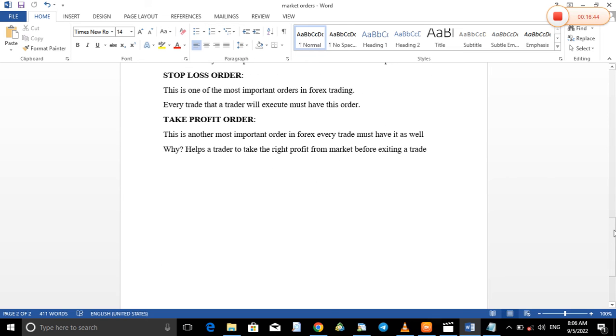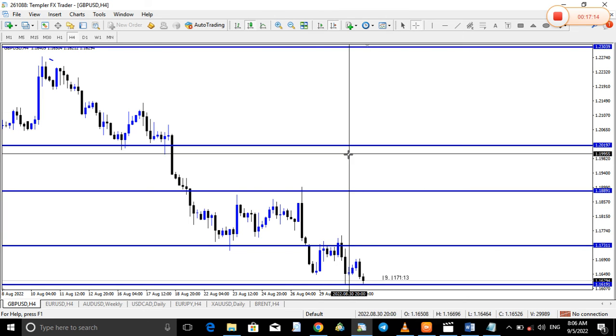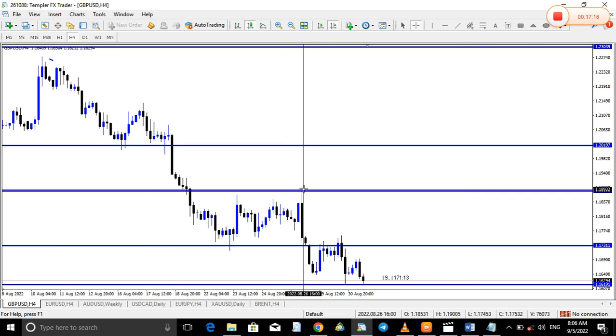And this is our last order, which is the take profit order. This is another most important forex order every trade must have. Why? This helps a trader to take the right profit from the market before exiting a trade. Now the take profit also comes with a target. If you have placed your trade, how many pips do you aim to take from a certain trade? You'll find there is a trader who would like to take like 30 pips, or a trader who would like to take over 300 pips.